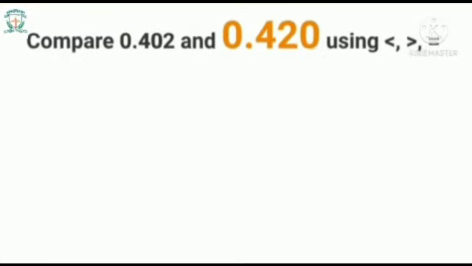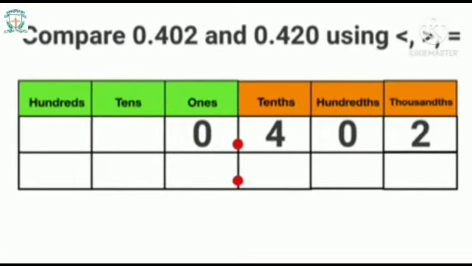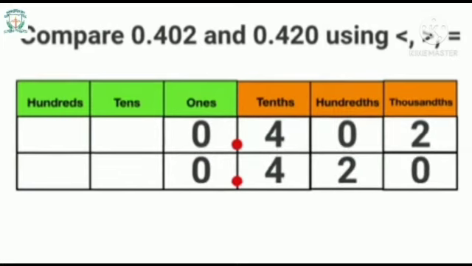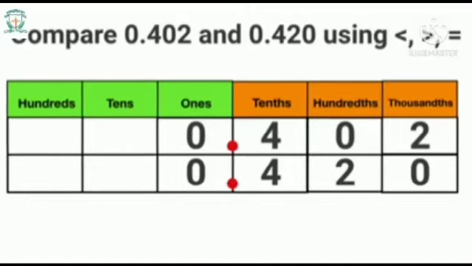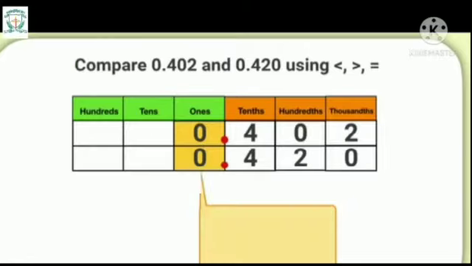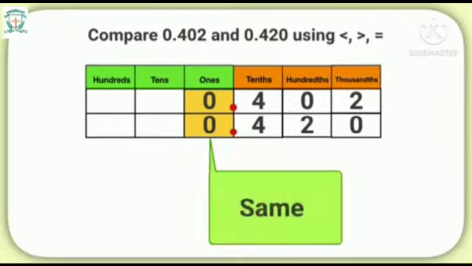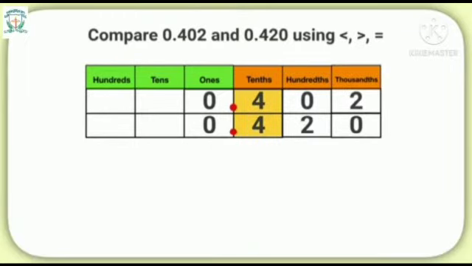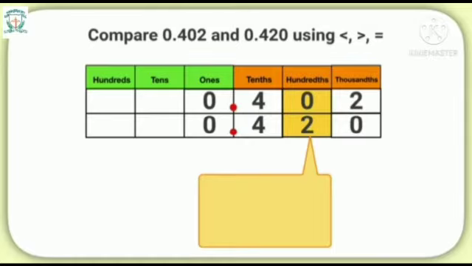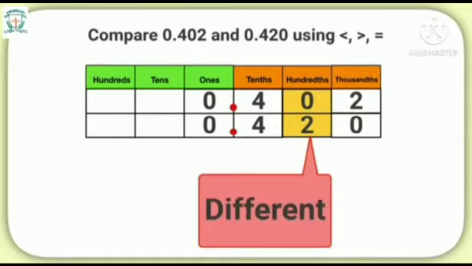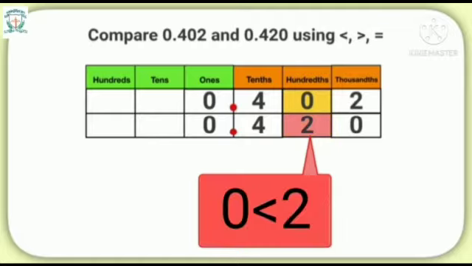Let us compare 0.402 and 0.420. These are like decimals. In these numbers, the whole parts are same. Now, compare the decimal part. In tenths place, we have 4 and 4 in both the decimal numbers, same. Compare hundredths place, 0 and 2. They are different. Here, 0 is lesser than 2.